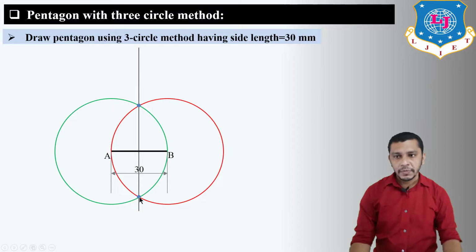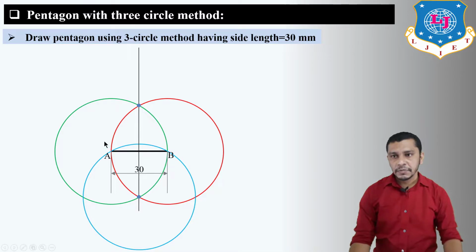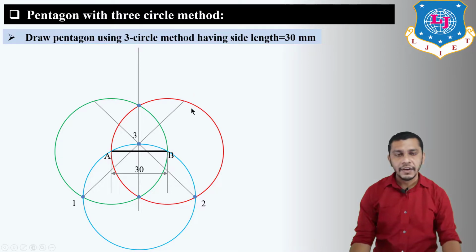Now from this point as a center and radius equal to 30 mm, draw the third circle and mark the intersection points of circles 1, 2 and 3. This third point is the intersection point of this perpendicular bisector and the blue circle. Now connect 1, 3 and 2, 3 and extend these lines to make the intersection on the green and red circles, and mark this point as C and this point as E. Connect A to E and B to C.